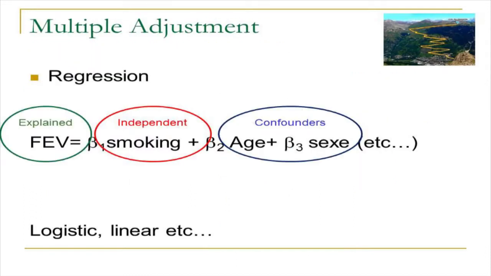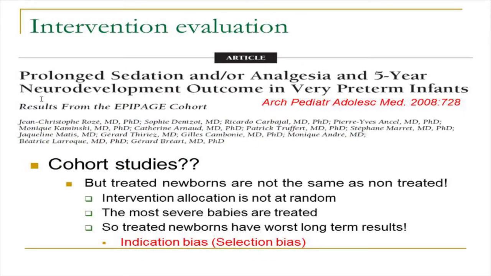So the problem is, can we evaluate an intervention in other types of studies, in observational studies? This is an example from the EPIPAGE cohort, EPIPAGE 1, where they looked at prolonged sedation or analgesia and 5-year neurodevelopmental outcome in very preterm infants. And I'll take examples from that paper. So could we really look at an intervention in a cohort study?